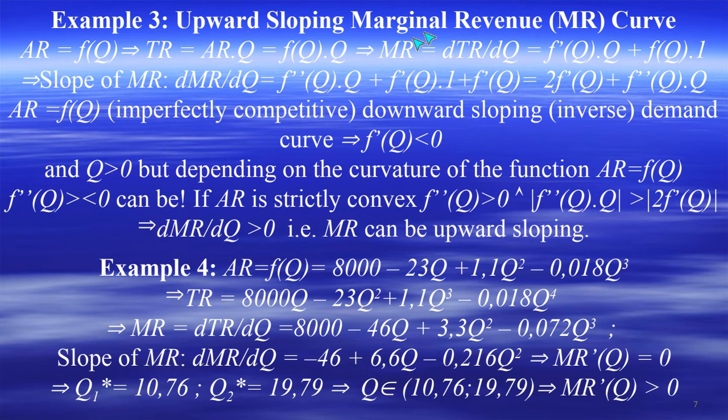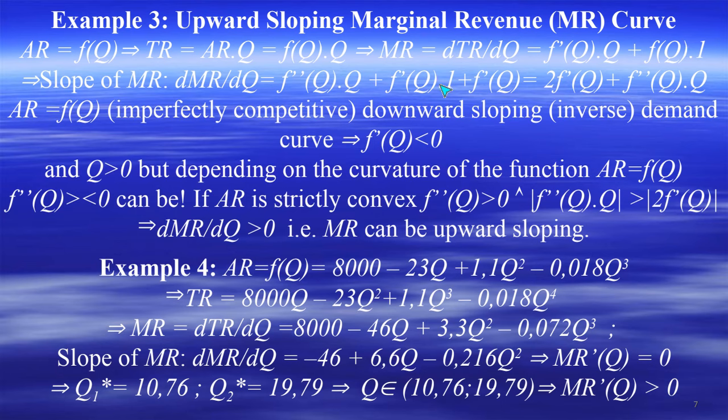So we have to differentiate once more this marginal revenue function, find its derivative, which is the slope of the marginal revenue. All right. Then we take the derivative again. The slope of marginal revenue is equal to the derivative of the marginal revenue with respect to quantity produced or sold. So here again, we take the derivative of this product and this one. f prime Q, when we differentiate again, f double prime Q times Q plus f prime Q times the derivative of Q by Q, which is 1, and plus the derivative of this one, which is f prime Q.